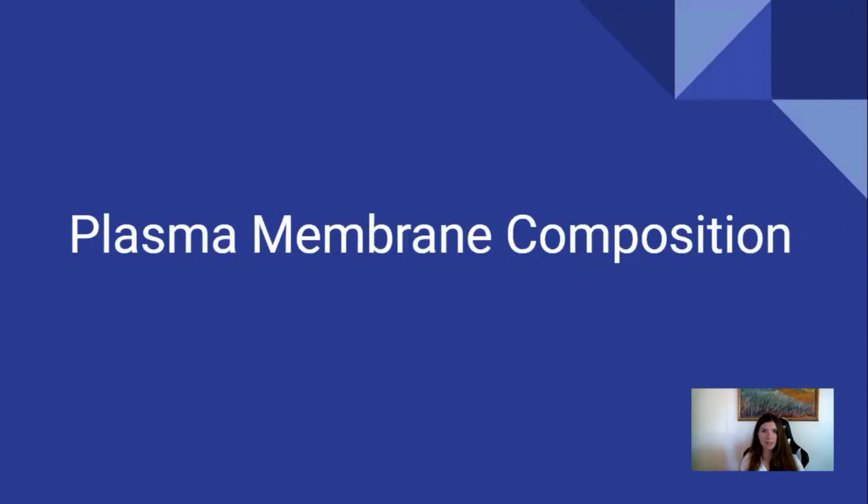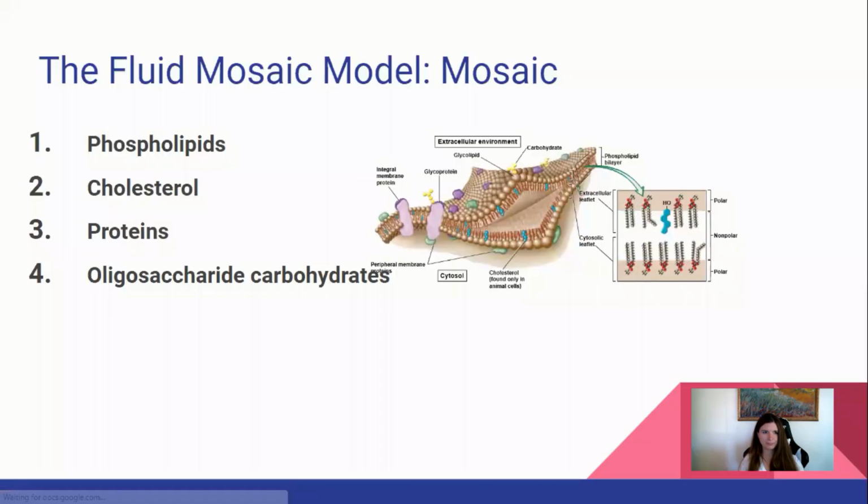So our next topic in this class is plasma membranes. In this video, we're going to go through the components of a plasma membrane and think a little bit about how they affect its function. So our plasma membrane is made up of 4 different types of molecules. We're going to see phospholipids, cholesterol, proteins, and some carbohydrates.